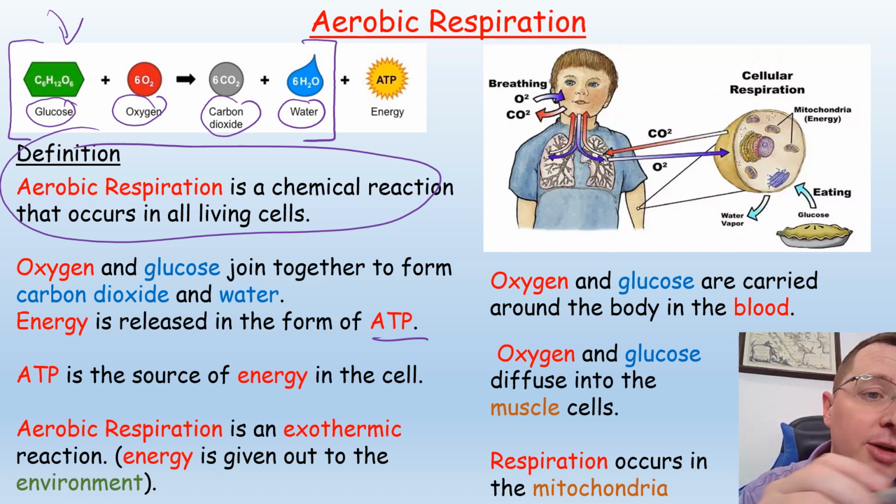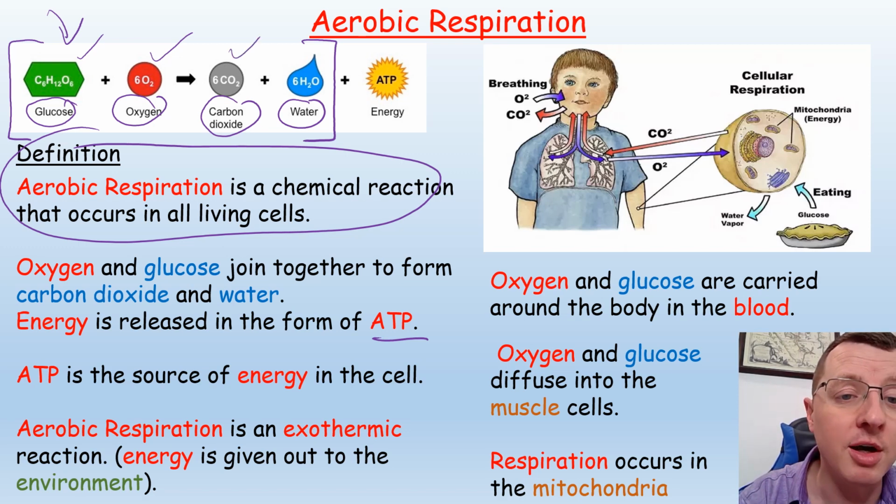In terms of a symbol equation, that will be C6H12O6, glucose, plus 6 molecules of oxygen, 6O2, gives you 6 molecules of carbon dioxide, 6CO2, and 6 molecules of water, 6H2O.